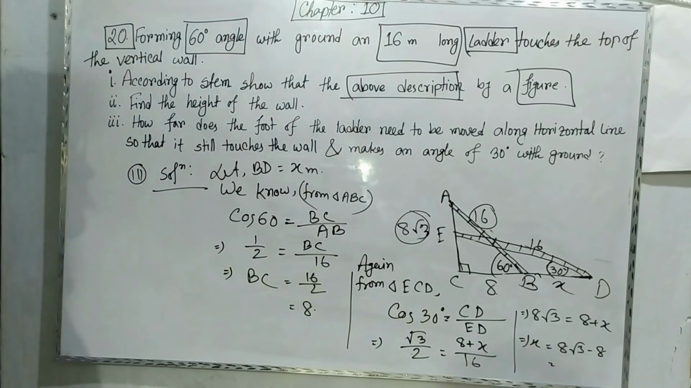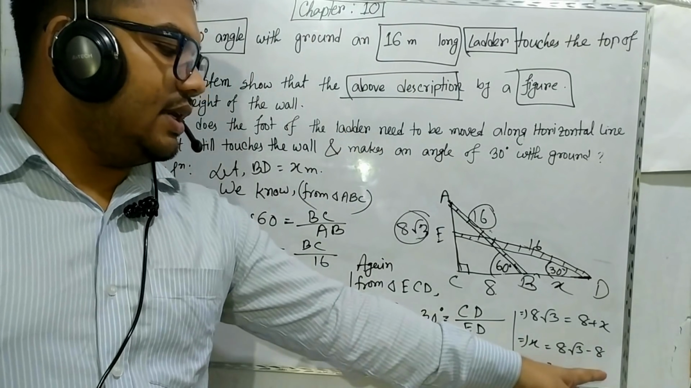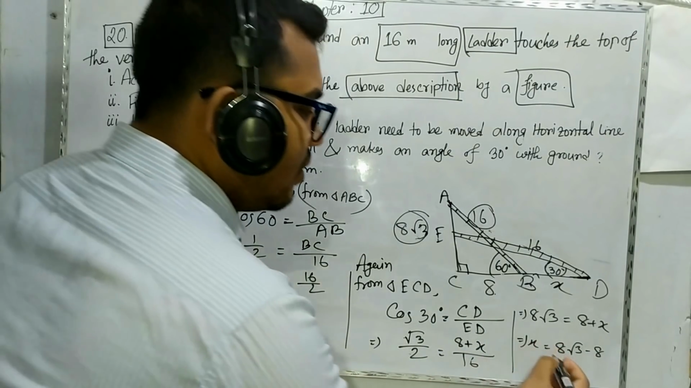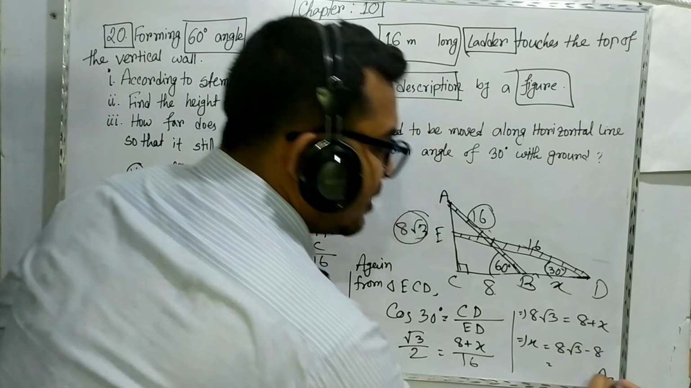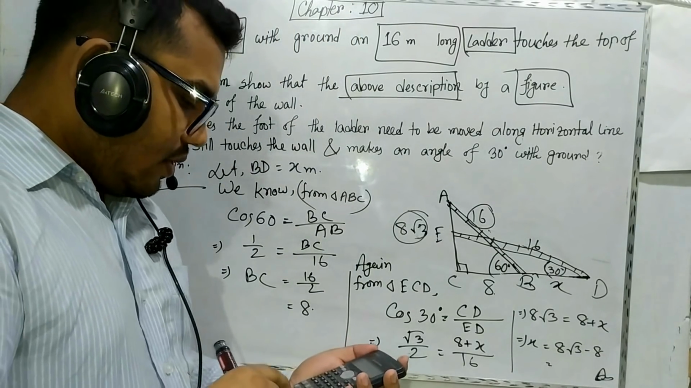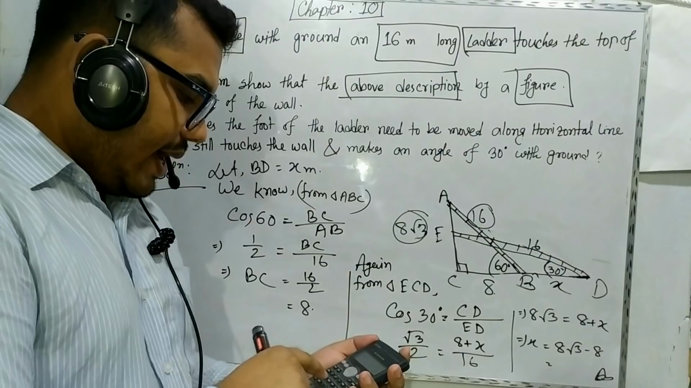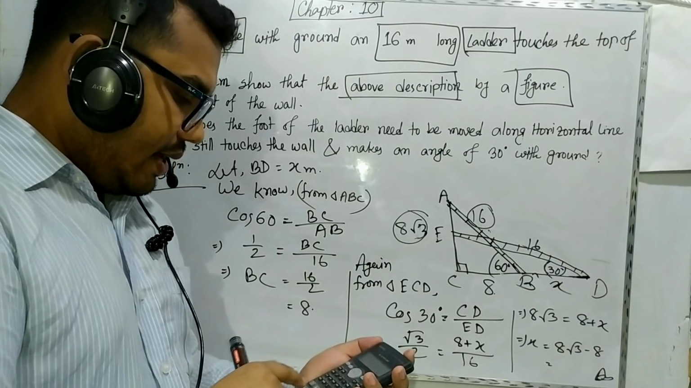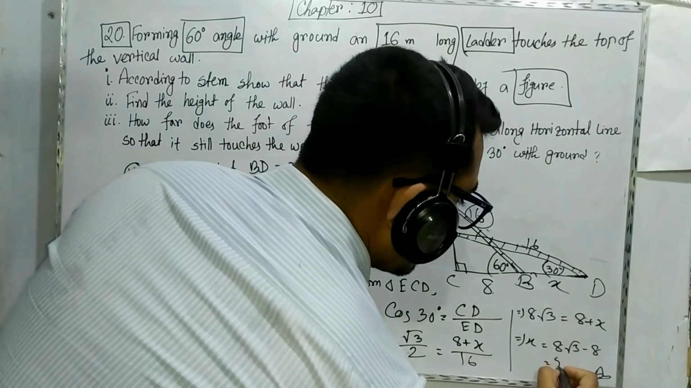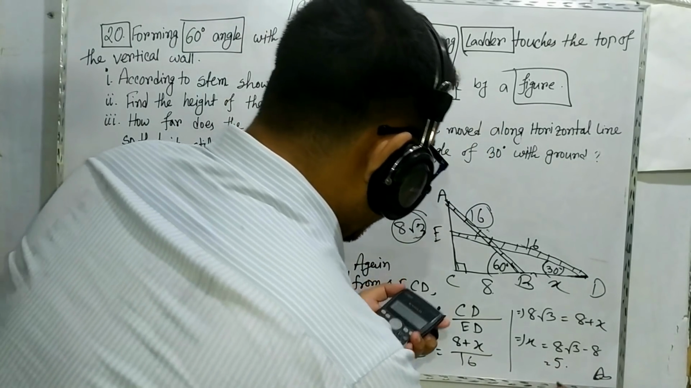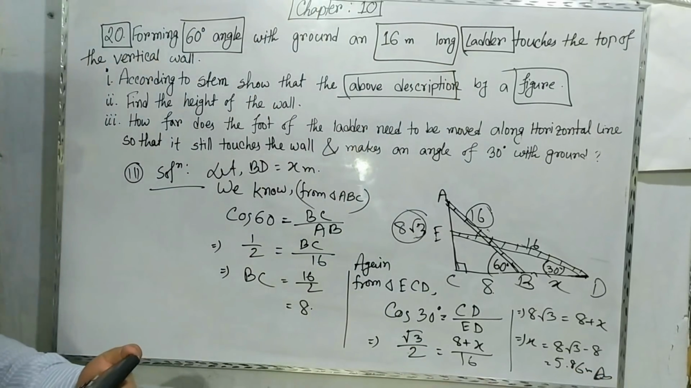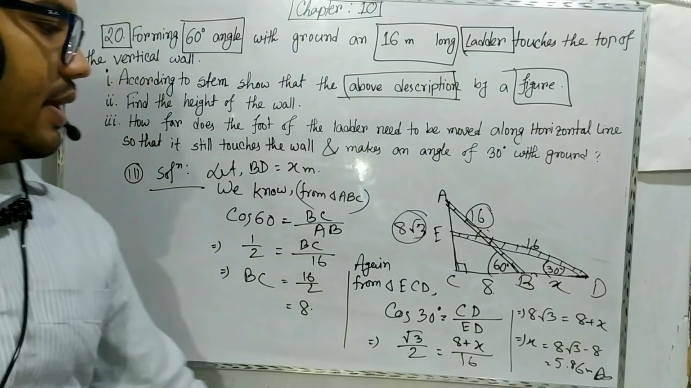If we calculate this using a calculator, the value will be our required answer. Just wait for a minute. Here is a calculator. We are trying to find the value of 8 root 3 minus 8, and that is 5.86 meters. This is the value of x.